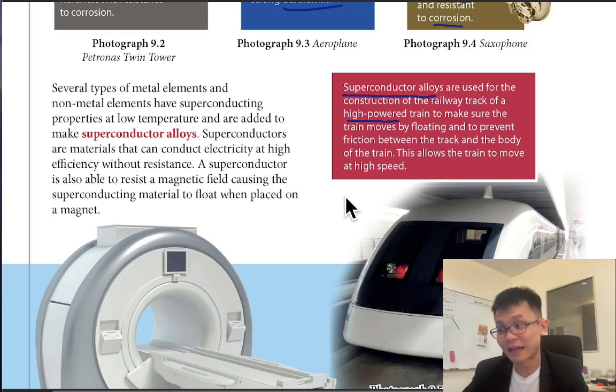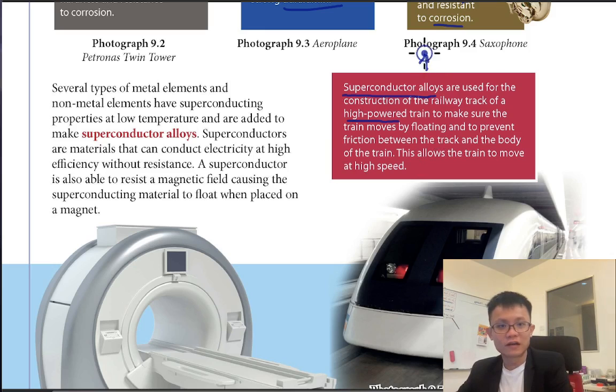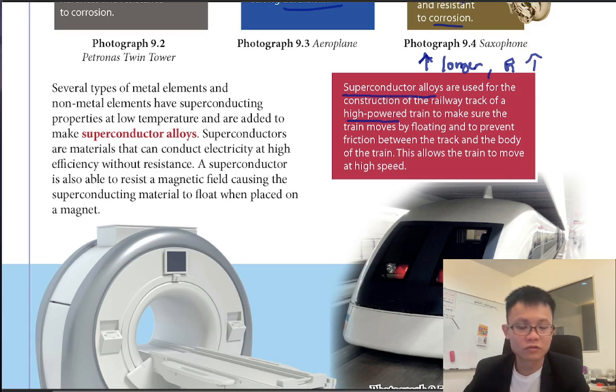Cannot. Okay, obviously cannot, because if can, then you book it 4 kilometers. Cannot. Okay, so it cannot due to their resistance. The formula is: if the cable is longer, it's a hypothesis. If the cable is increased, the resistance will increase. So this is a problem for the train.